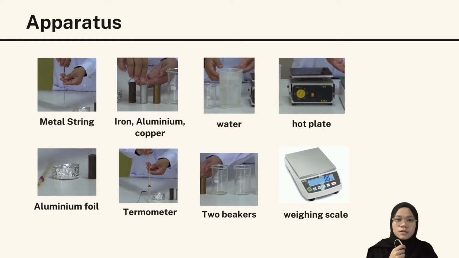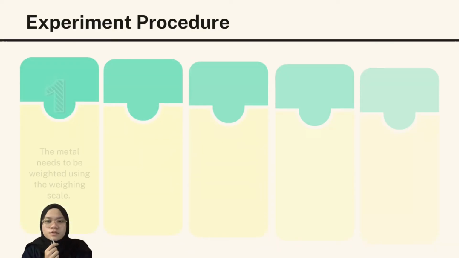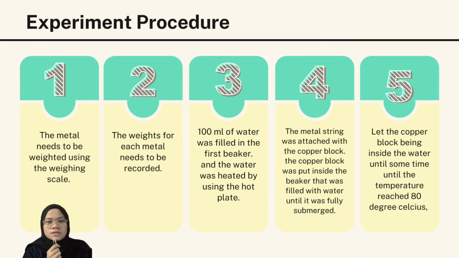I'm Noordiana, and I'll be proceeding with the apparatus and procedure of this experiment. For the apparatus, we need a metal string, aluminum foil, a thermometer, 3 different types of blocks which are iron, aluminum and copper, water, 2 beakers, a hot plate, and lastly a weighing scale. Next, for the experimental procedure, first the metal needs to be weighed using the weighing scale. The weight of each metal needs to be recorded.